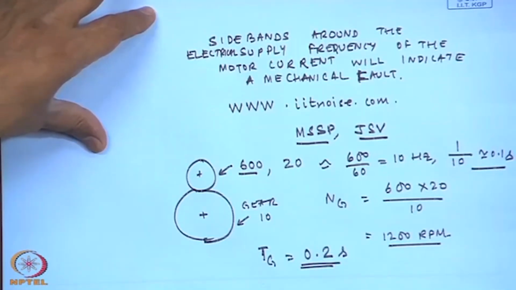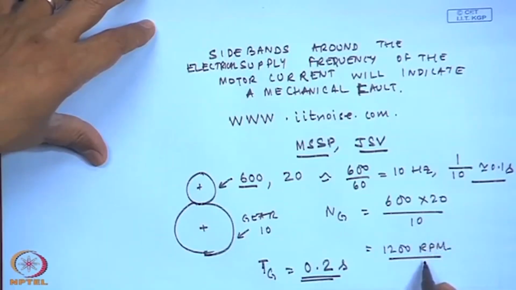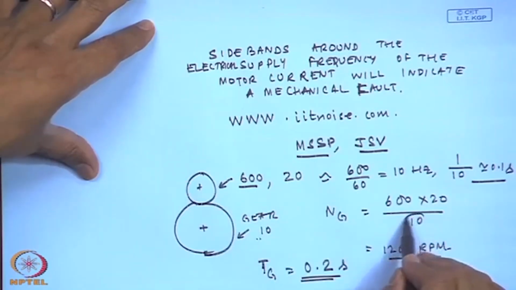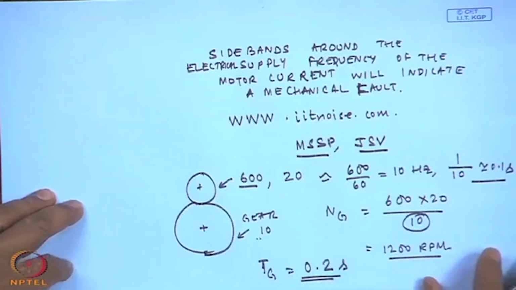This is going at a much slower speed. Is that right? I made a mistake here. I believe this will be at a slower speed, isn't it? I have taken this as 10, maybe I have drawn it wrong. This is the other way. But anyway, if the number of teeth here is 10, that's okay. So, this is rotating at a time period of 0.2 seconds.